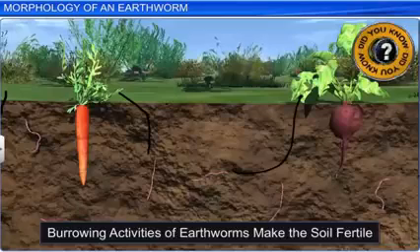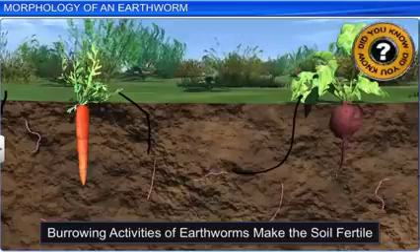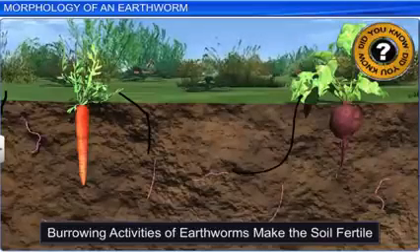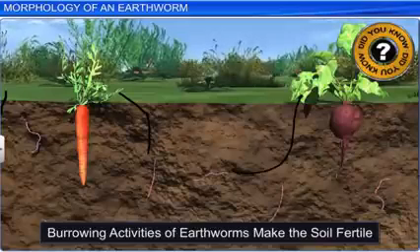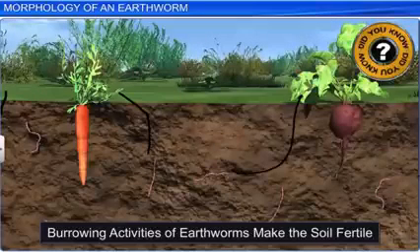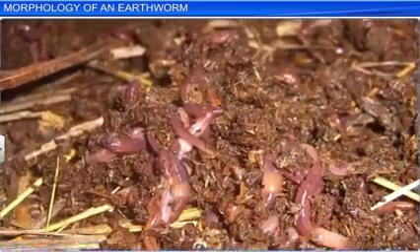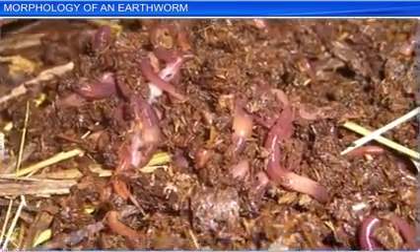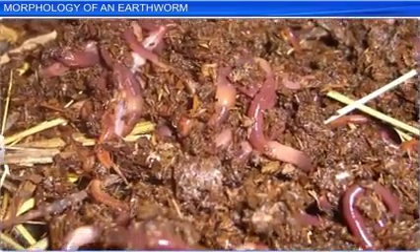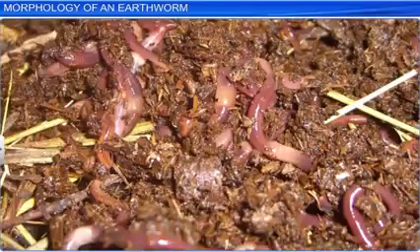Did you know that earthworms are known as friends of farmers? This is because their burrowing activities make the soil porous and aerated, which facilitates the development of roots in plants. Besides, they also play an important role in decomposing organic matter to humus, improving soil fertility. In recent years, earthworms have been extensively used for vermicomposting.